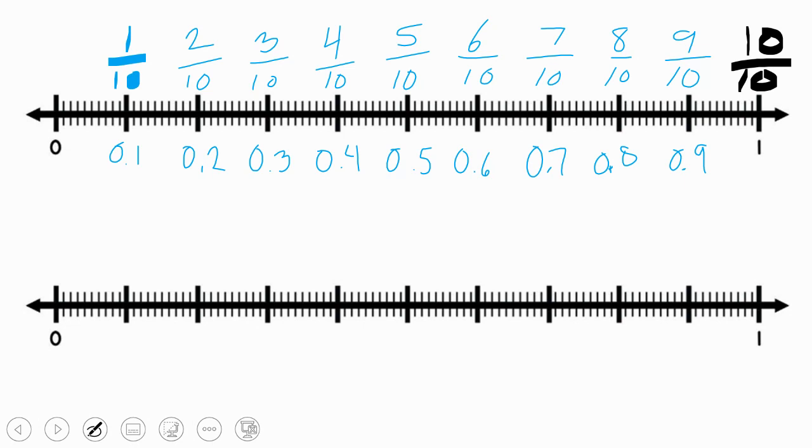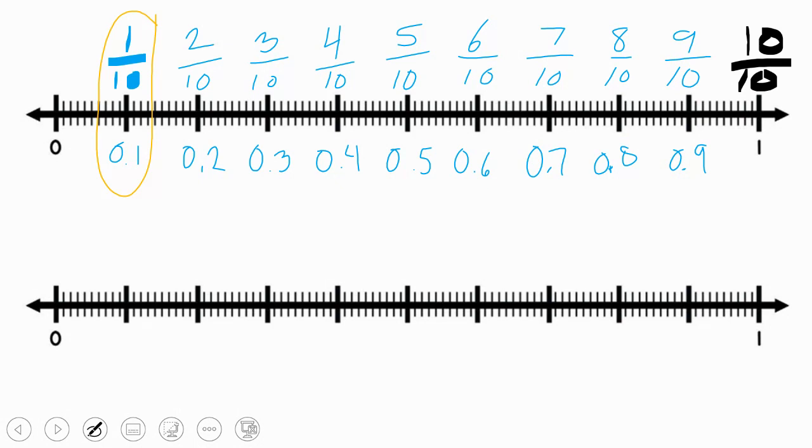I know how to do it. I've been teaching for a long time. But try drawing a number line that's broken into tenths and labeling it on the top with fractions and on the bottom with decimals. So this number line does show me, like we know, that the fraction and the decimal are equal to each other.